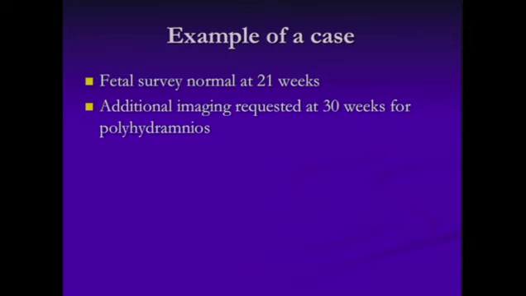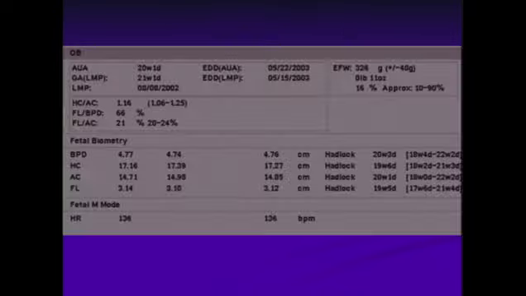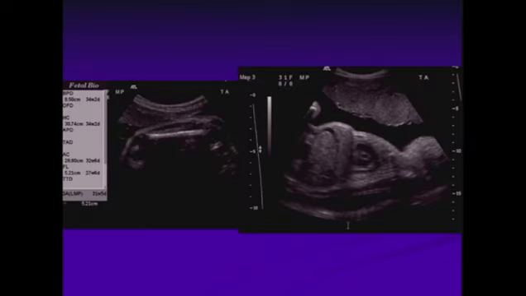A fetal survey was normal at 21 weeks, totally normal, and additional imaging was requested at 30 weeks. So here's the data sheet at 21 weeks. Age by ultrasound was 20 weeks. All of these parameters are right about 20 weeks. So she's just off by a week, and that's basically normal. There's no problem with that.